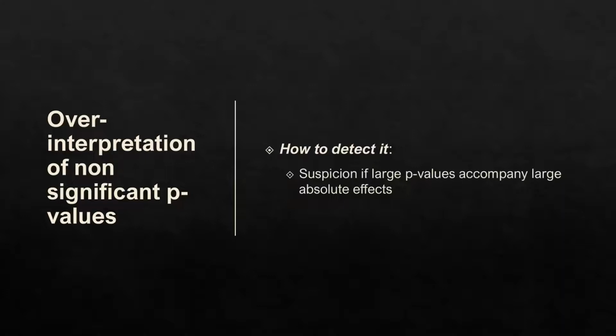So how can one detect it? Well, you might be suspicious if the p-value is not statistically significant, but the absolute effect, such as the difference between two proportions or two means, is large. So that might be one way to look out for it: an effect size or an absolute difference which you think should be statistically significant, but it's not.